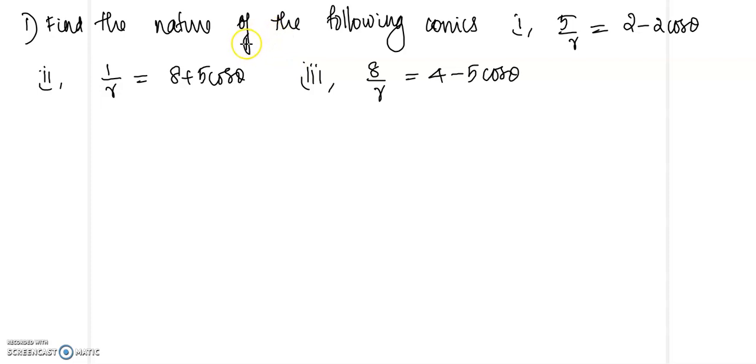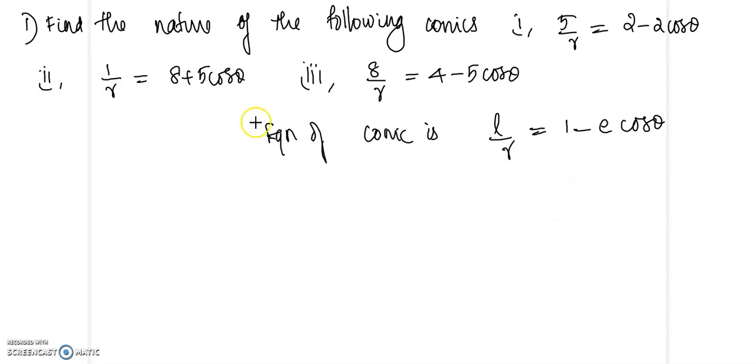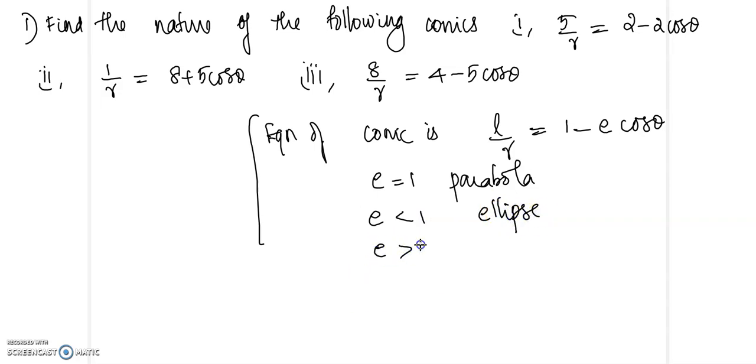The first problem is to find the nature of the following conics. So we are given the conics. As you know, the equation of conic is L by R equal to 1 minus E cos theta, and when E is equal to 1, we will have a parabola, and when E is less than 1, the conic will represent an ellipse, and when E is greater than 1, the conic is a hyperbola. So we will first put the given equation in the standard form L by R equal to 1 minus E cos theta. So we will find out what is the value of E, so then we can classify our conic.